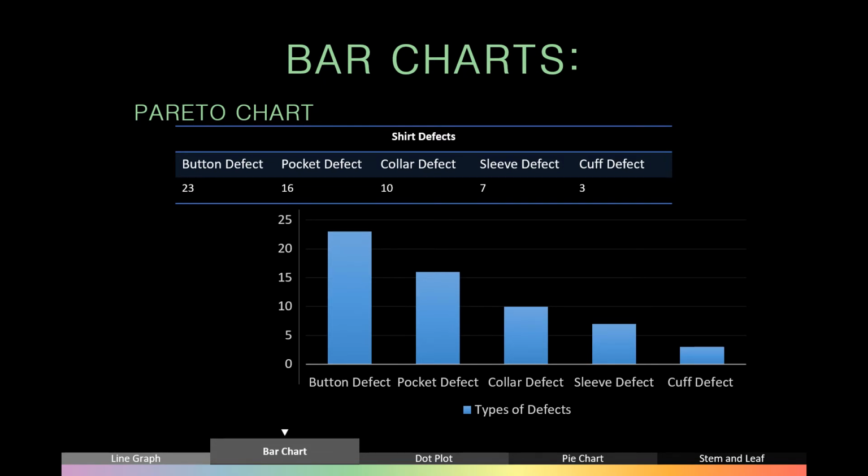Okay, now how do we actually come up with the line? So this is where we have to do some calculations. And the first thing that we want to do, if it's not given to you, you want to go ahead and you want to calculate the total number of defects.